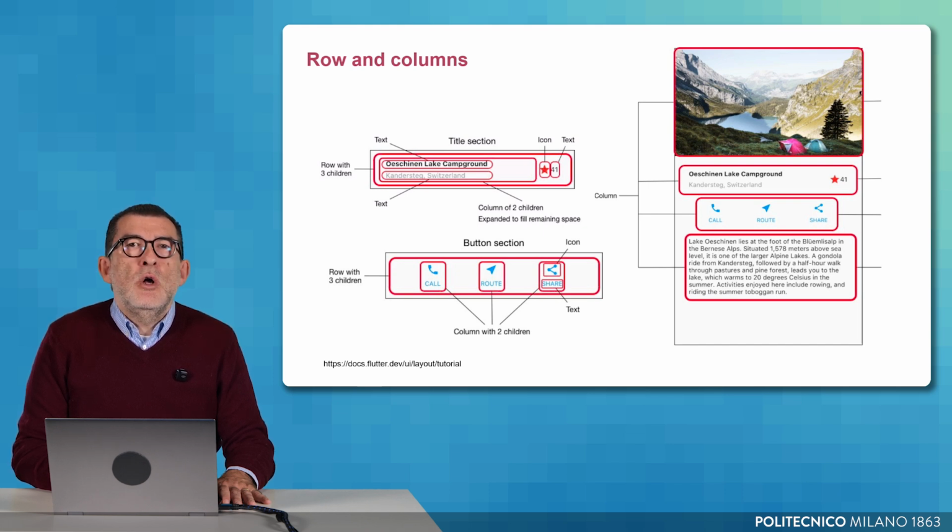When the row and column aren't sufficient, we can use a stack to layer widgets on top of each other, enabling more complex visual arrangements. Still, it's important to be cautious. Overly deep nesting or unnecessary complex layouts can impact performance, so careful design remains essential.